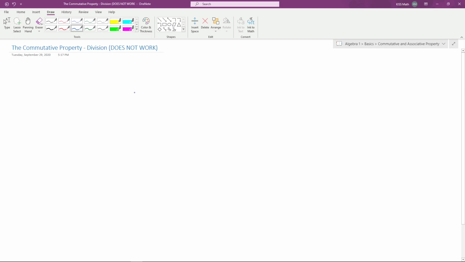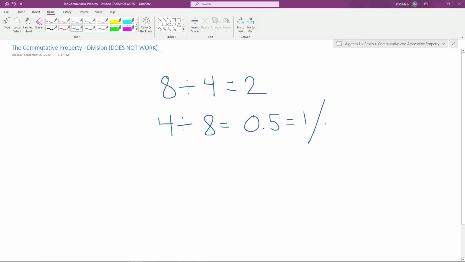Division also does not work with the commutative property. If we have 8 divided by 4, which is 2, and if we swap that around and say 4 divided by 8, we would get 0.5 or 1/2, which is not the same as 2.